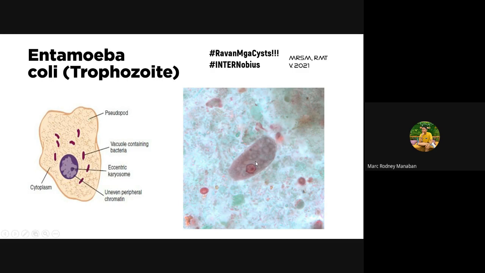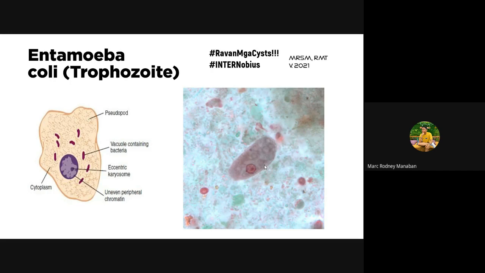Okay? Alright, so that's for Entamoeba coli trophozoite. Notice that its description is opposite to the description of Entamoeba histolytica. Entamoeba histolytica has peripheral chromatin that is evenly distributed, a centrally located caryosome, and finely granular cytoplasm. So Entamoeba coli is the opposite: coarsely granular cytoplasm, an eccentrically located caryosome, and coarsely granular, uneven peripheral chromatin. So it is opposite to the description of Entamoeba histolytica.